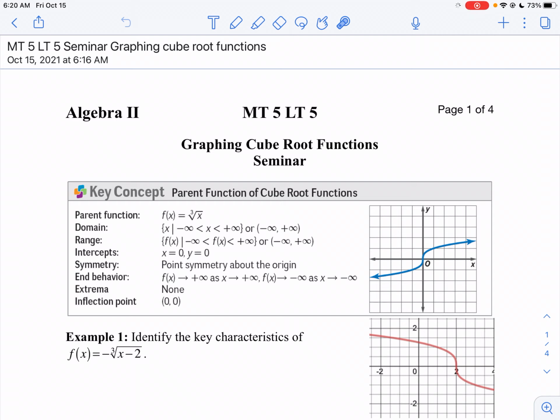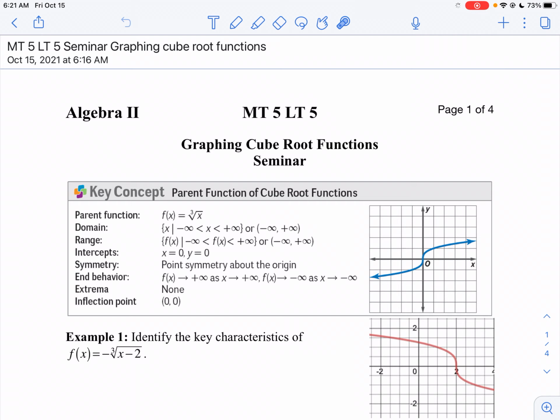So what happens, our domain, I can put any number in. I can take the cube root of any number, which means I can have any answer. So my domain and range are always all real numbers. Notice it crosses the x-axis at 0 and the y-axis at 0. It's symmetric across the origin. It has point symmetry. That's your point of inflection.